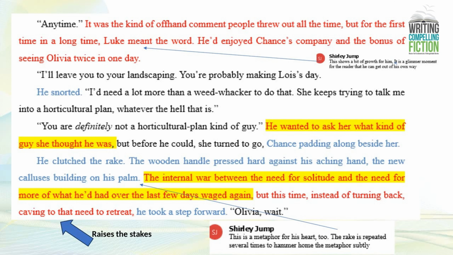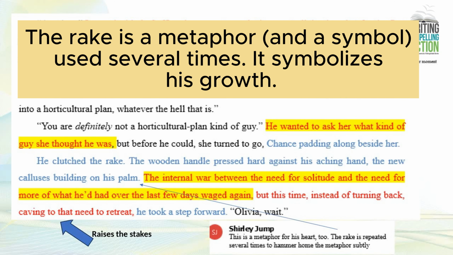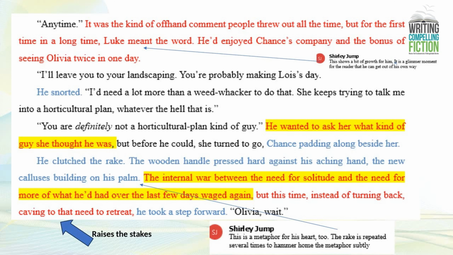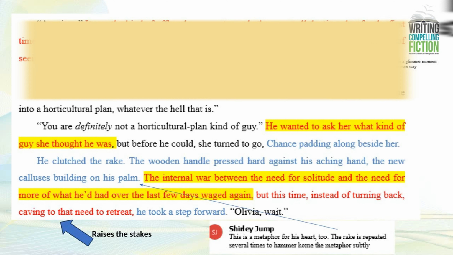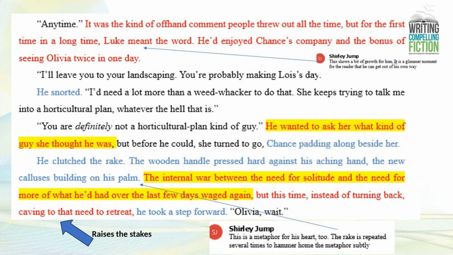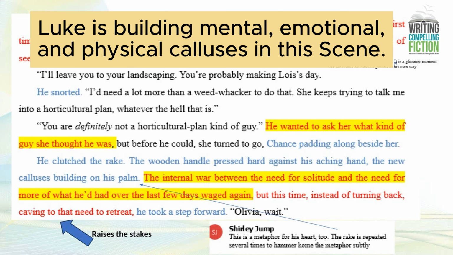"Clutches the rake, the wooden handle pressed against his aching hand, the new calluses building on his palm." This rake is a metaphor for everything going on with him, because the rake, he's using it. You will see him use it a couple more times in this scene. He's using it as kind of a crutch, but it is also him. He's aching because he's working hard and he hasn't done that kind of hard work in a while. And he's building up calluses, which is what you do when you grow stronger. Mentally and emotionally, he's halfway through the book, so he needs to grow a little.